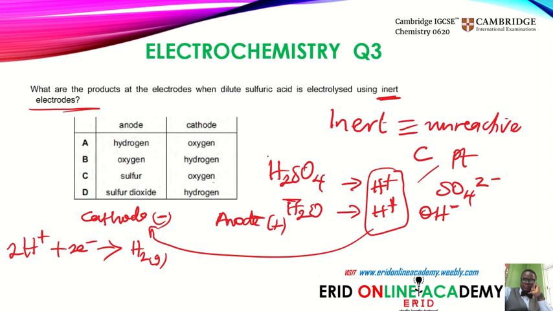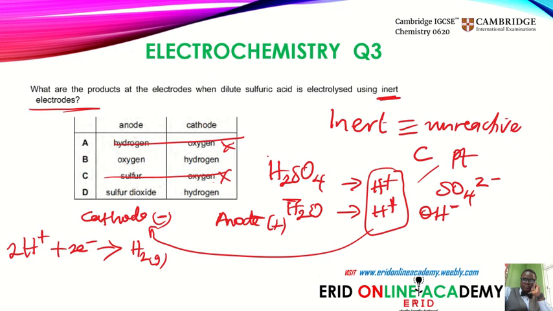So let's look at the options for your cathode. A says hydrogen and oxygen. Oxygen can't be formed at the cathode because it would mean that hydroxide had migrated to the negative electrode. That's wrong. So all the options that do not have hydrogen at the cathode are obviously wrong. By elimination you can remove those ones. They are wrong.